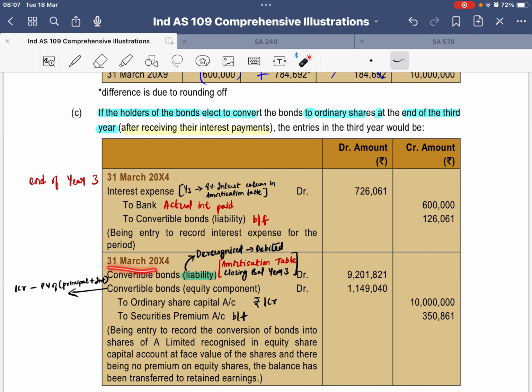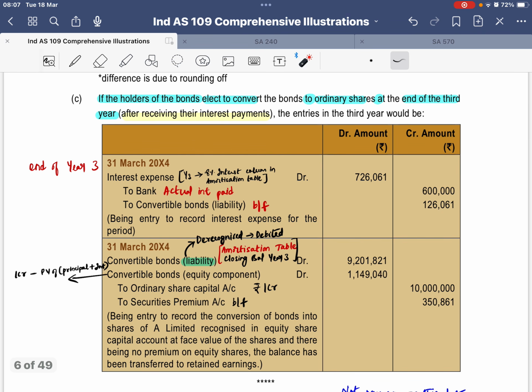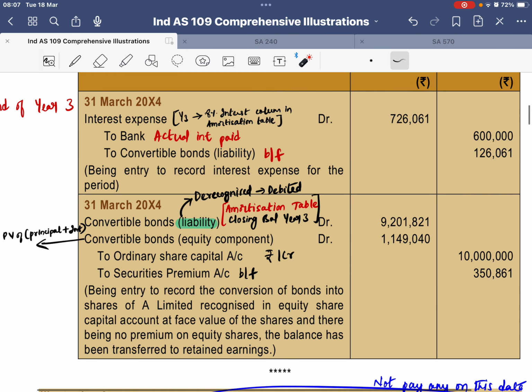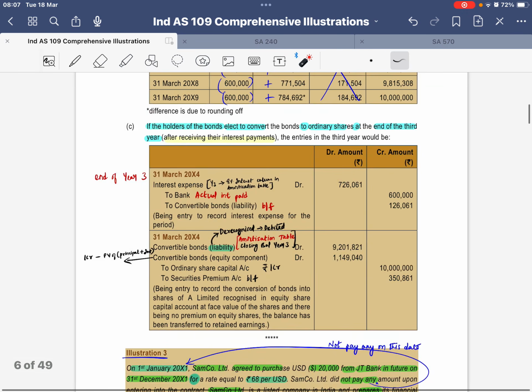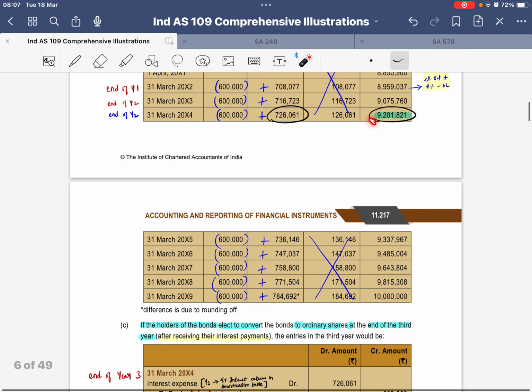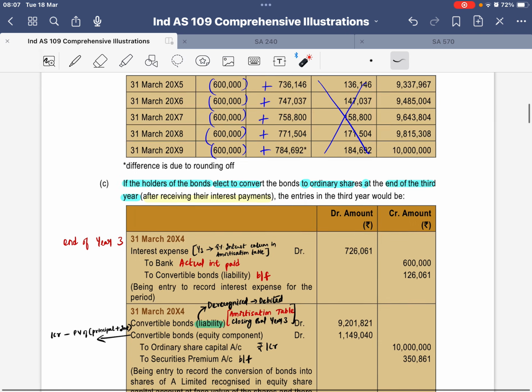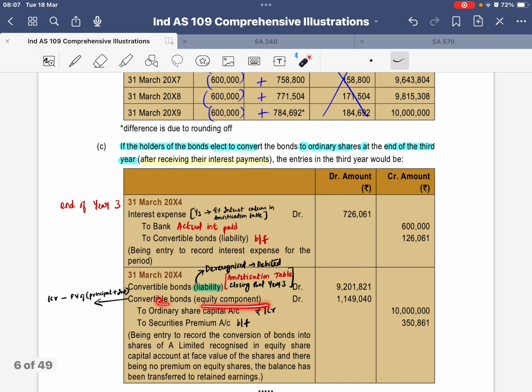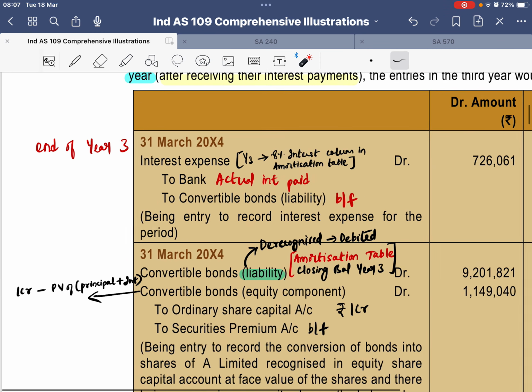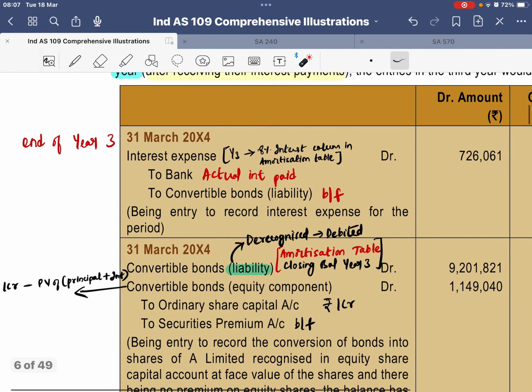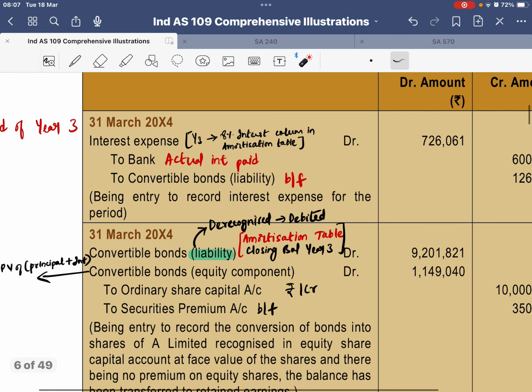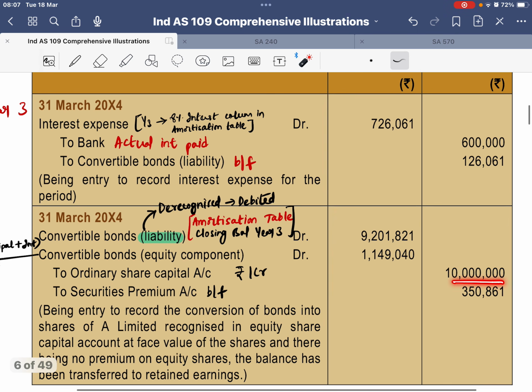On 31st March 20x4, on the same date, conversion entry. Convertible bonds liability is derecognized. This value is taken from the amortization table, closing balance at year 3. Here it is. Convertible bonds equity component is 10 crore minus present value of principal plus interest. To ordinary share capital 10 crore and securities premium, balancing figure.